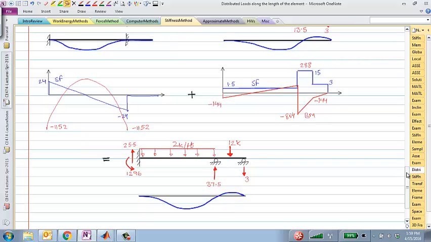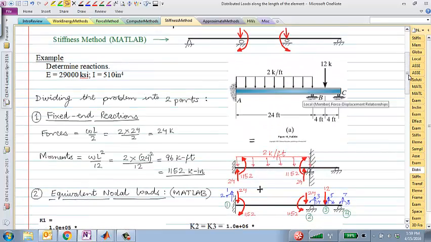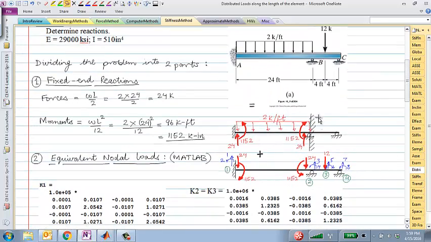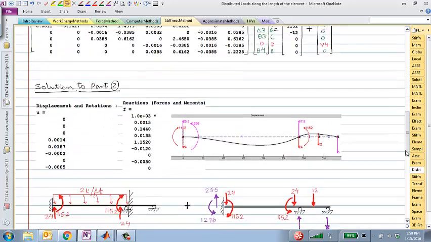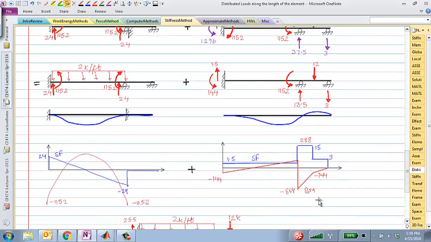We break it up into two parts. One for hand calculation, where we, quote unquote, freeze the span that has the distributed load, read off these values of the fixed end moments and reactions from the table on the last page of your book, apply those equal and opposite moments to the same structure and send it to MATLAB, and then recombine the hand calculation part with whatever output you get from MATLAB, and that's the solution of your problem. Make sense?